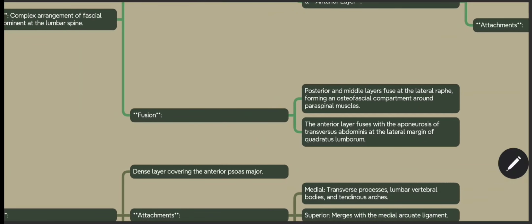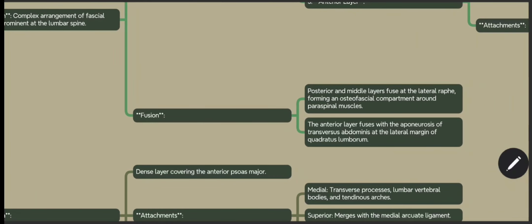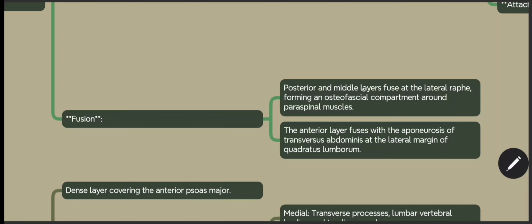Now the next point, the fusion of the thoracolumbar fascia. Posterior and middle layers fuse at the lateral raphe, forming the osteofascial compartment around the paraspinal muscles. The anterior layer fuses with the aponeurosis of the transversus abdominis at the lateral margin of the quadratus lumborum.